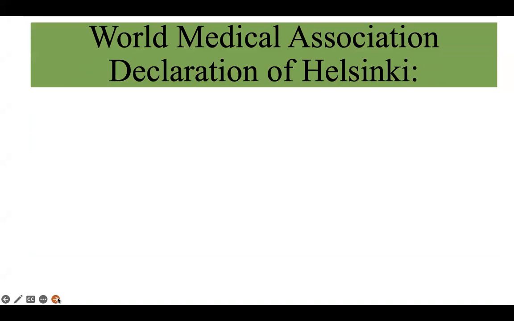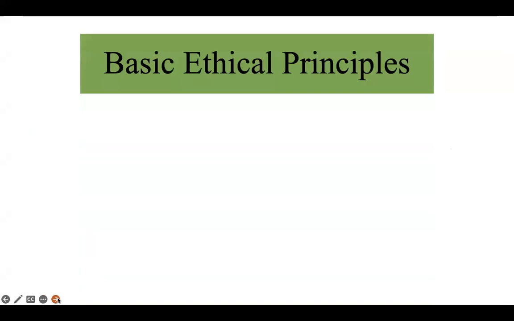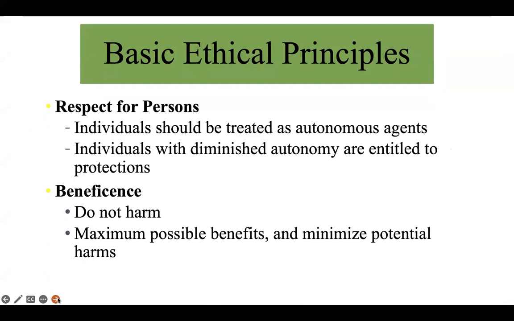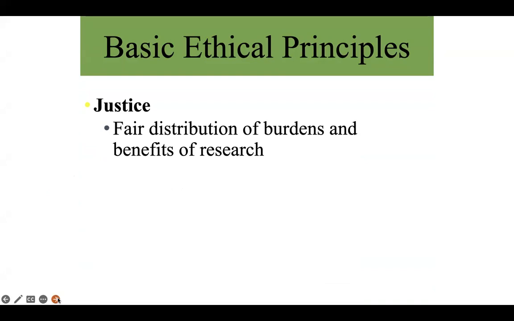In a summary of this one, I will not give time to this ethics because we have already covered it. Respect the persons: individuals should be treated as autonomous agents. Beneficence: do no harm, maximize possible benefit and minimize the potential harms. Justice: fair distribution of this one.